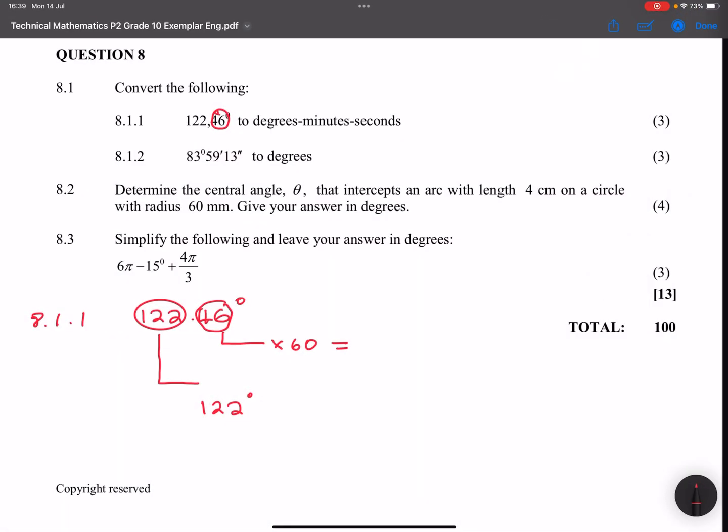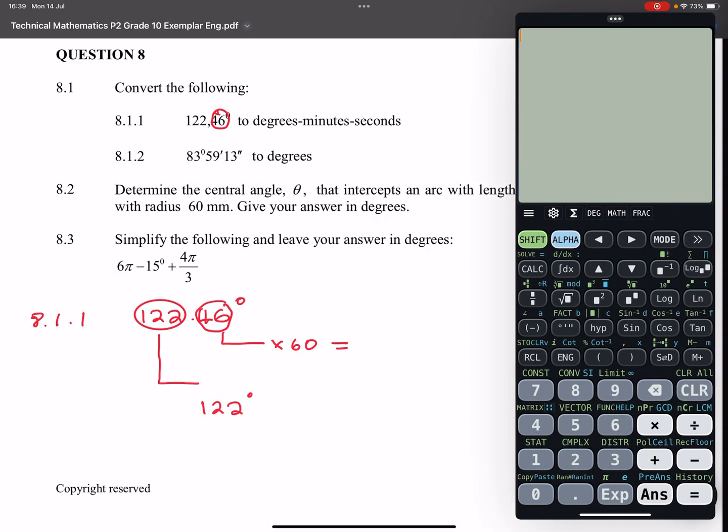Oops, I just did something wrong there. So we take 0.46, multiply that by 60, and I get 27.6. What you'll do is take the part before the decimal and that becomes your minutes. So that's going to be 27 minutes.